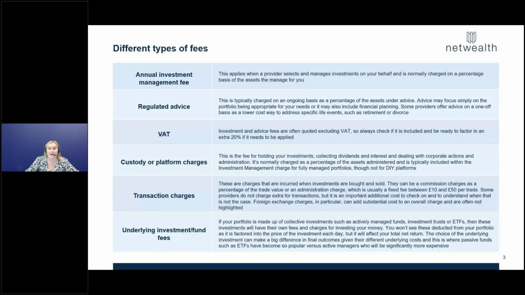And finally, underlying investment fees. Actively managed funds, exchange traded funds or ETFs, and investment trusts all have their own fees. And the choice of underlying instruments can impact how big or small this underlying investment fee charge is. I'll touch on that more on the next slide. But underlying fund charges can have a big impact on your overall net returns and are typically not that easy to find out as they aren't taken from your portfolio and instead are factored into the daily price.